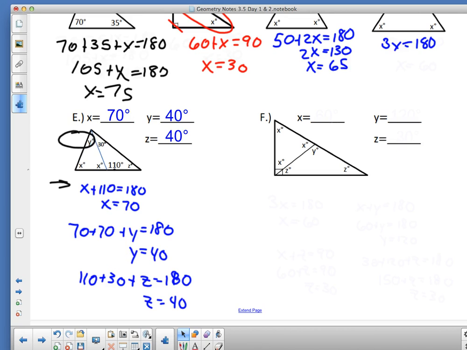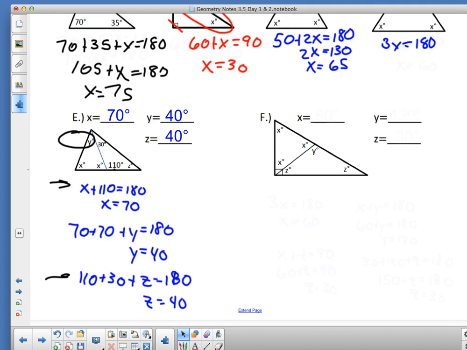Are you okay with my X and my Y so far? Feeling comfortable with them? Now, keep in mind, I have 30 plus 110 plus Z is 180, and that actually would be 140, so again, Z is 40. Remember, all my relationships are based on the information that's been provided.